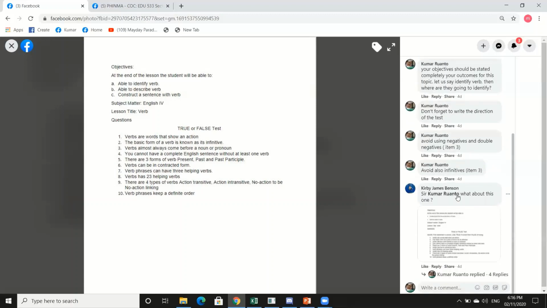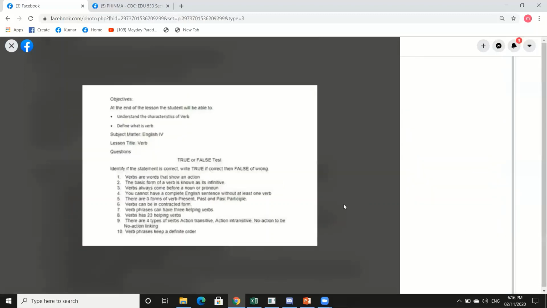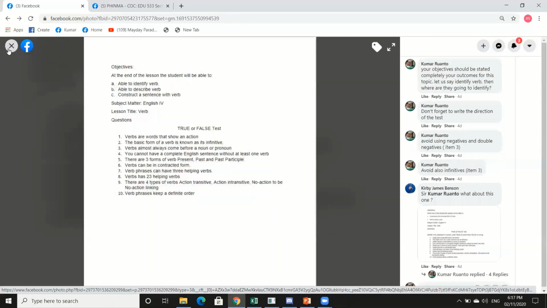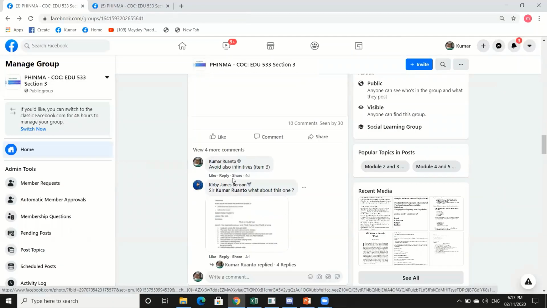Okay, so they have improved the test items. At least they already improved. Again, do not use the word understand in writing objectives, as we have mentioned, understand is not observable. Do not use generalizations like always, and double negatives. So some parts are not checked. Okay, let's move on to the next group.